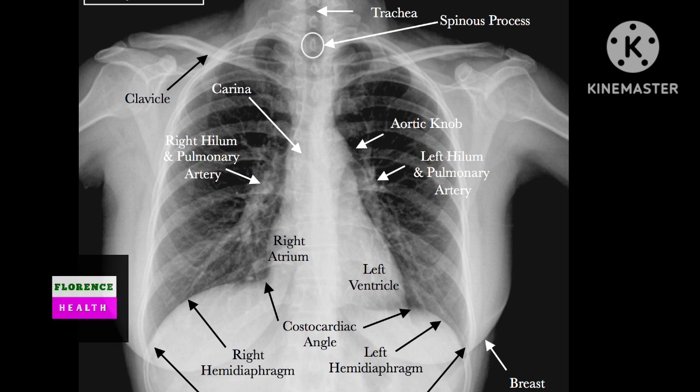Look at the tracheal impression. It is just above the spinous process of the vertebra, that is, it is at the midline. And look for the position of the carina, where it divides. Look also at other soft tissue impressions and bony impressions on the chest X-ray.